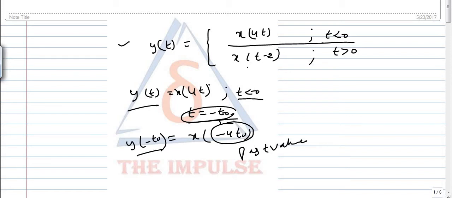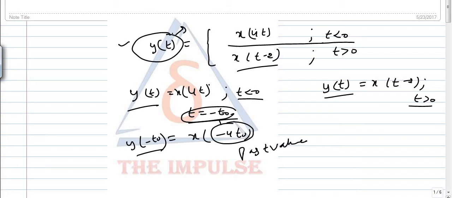Now we will check for the second one, y(t) is equal to x of t minus 2 when time is positive. When time is positive, again this t minus 2 represents the past value. So my output depends upon the past value of input. For this function, my output depends on the past value of input, and for this function too. So the system overall depends upon the past value of input. So the system is causal.